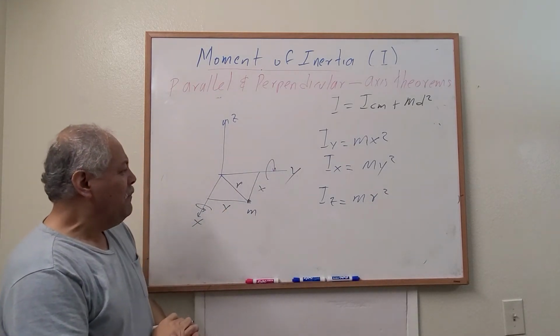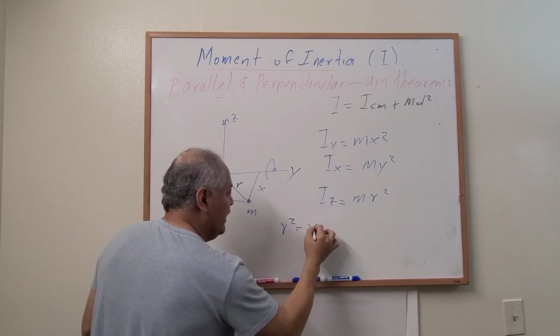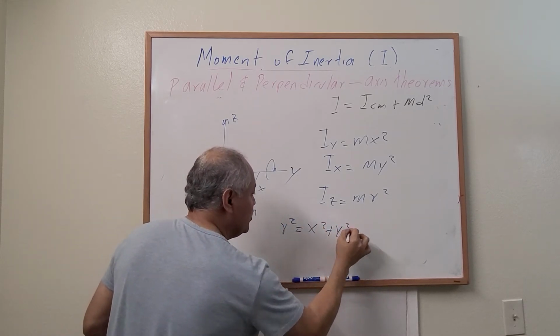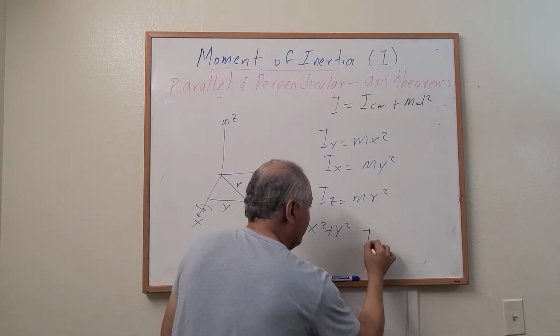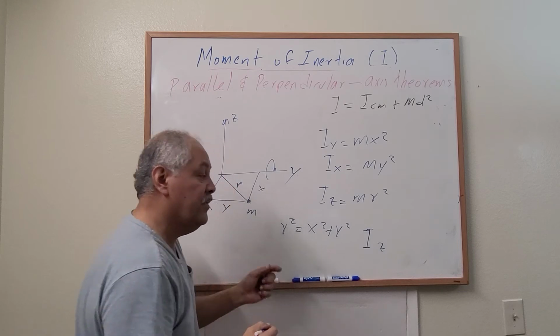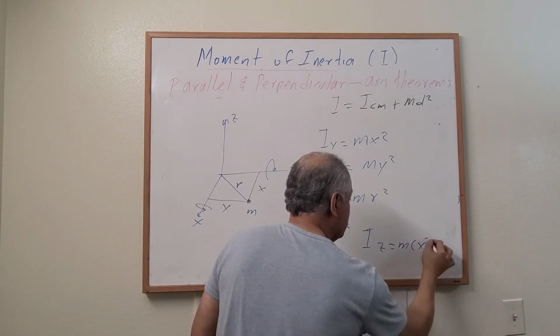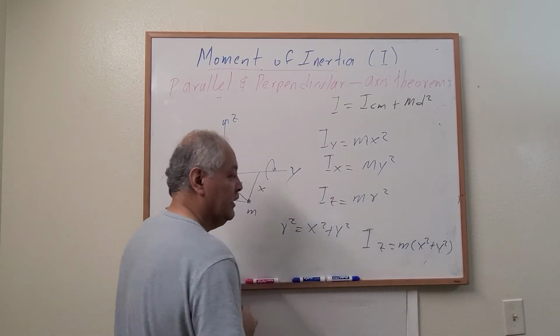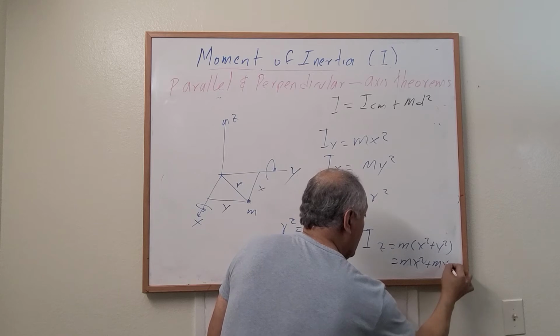Okay, great. But let's see from this figure, r squared is equal to what? X squared plus y squared. When we substitute this value right here, what do we have? The moment of inertia about the z-axis is equal to mass times x squared plus y squared. And what is this? This is equal to m x squared plus m y squared.